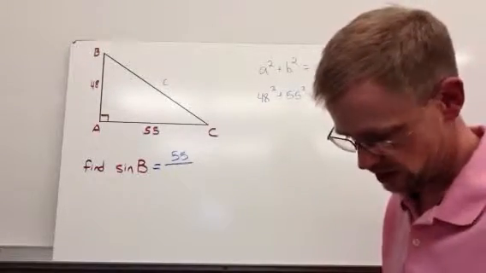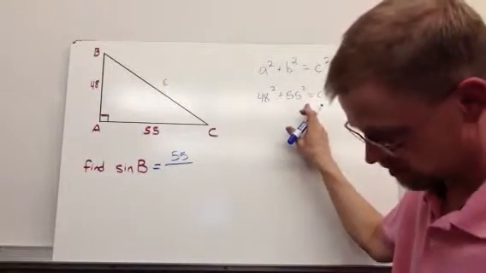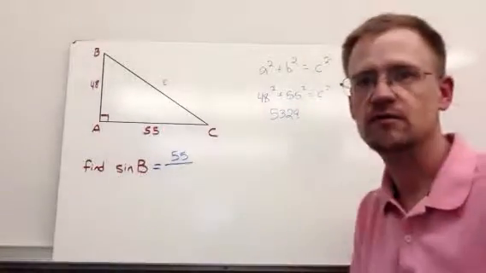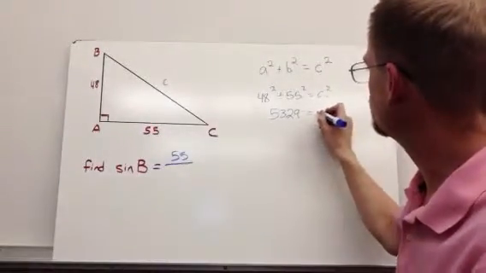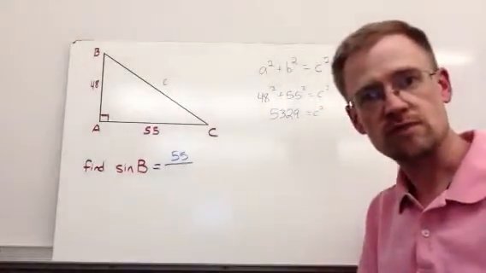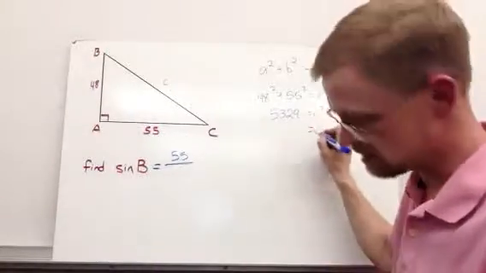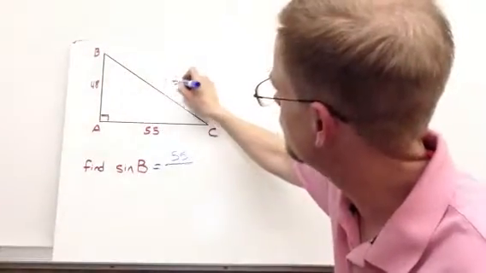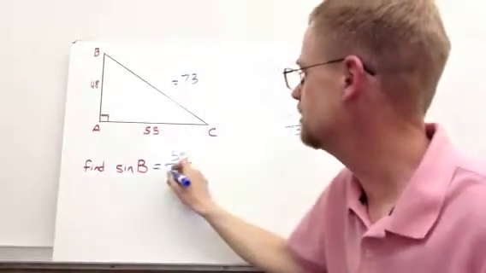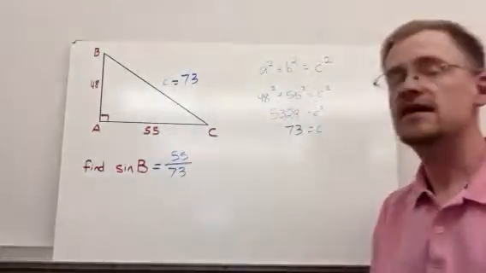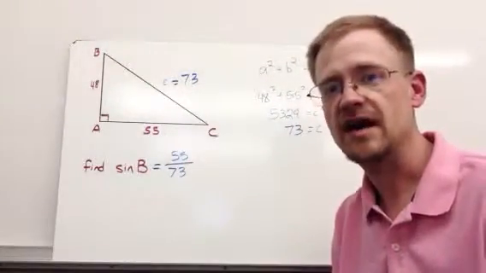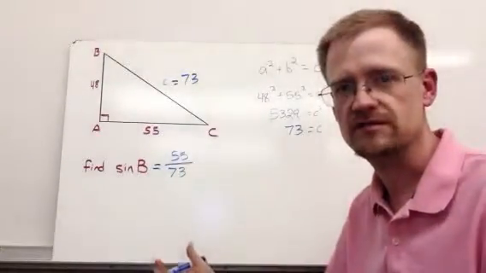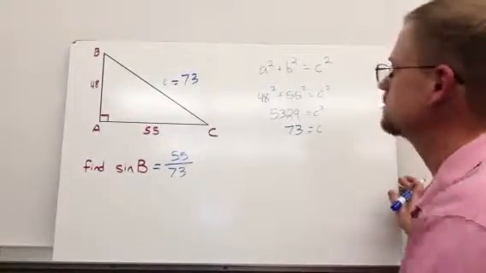Well, 48 squared plus 55 squared gives us 5,329. I punched it into the calculator before I started. That will equal c squared. Now we do the square root of both sides to find c. C will equal 73. So we now know that this side length over here is 73. We can plug it in. So the sine of angle B is 55 divided by 73, or 55/73. We can only leave it as a fraction. It's already simplified, okay? All right, let's go to the next one.